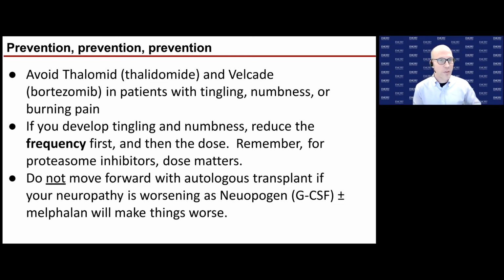And if at the end of your 4th cycle or 2nd cycle or 6th cycle you're heading towards transplant and your neuropathy is getting worse on a daily basis, I recommend not moving forward with stem cell collection and transplant, because both the Neupogen or GCSF used to collect cells and the melphalan at that time tend to amplify the neuropathy. And I usually will delay transplant in those patients until their neuropathy is better.